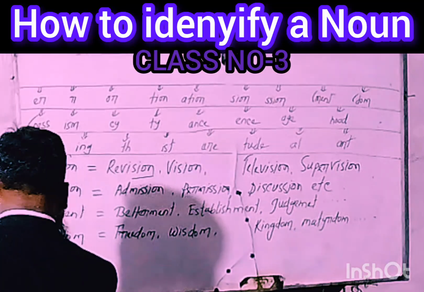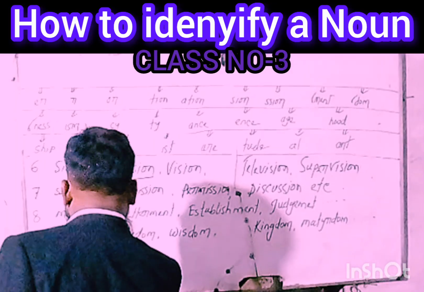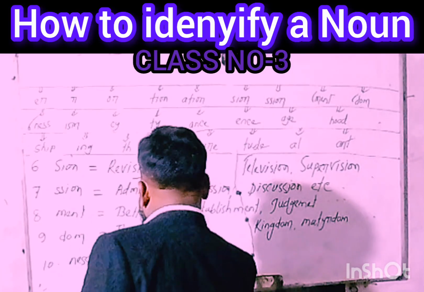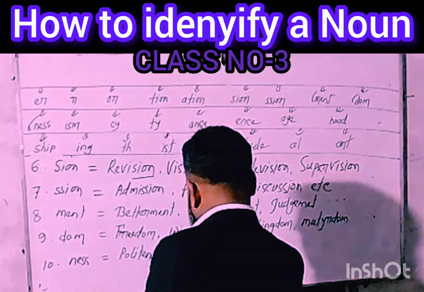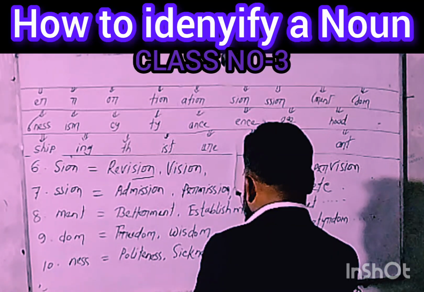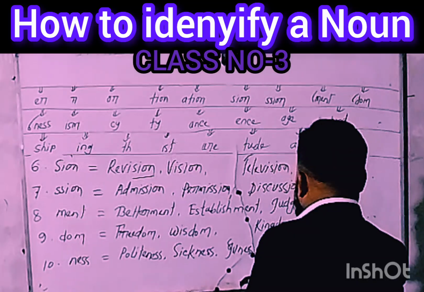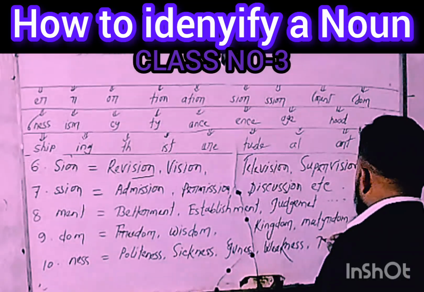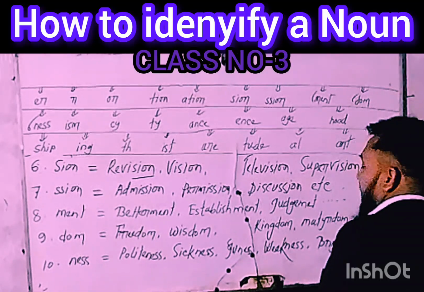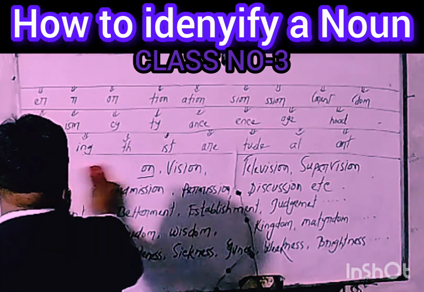Next point, next suffix, less, any double s. For example, politeness, sickness, illness, weakness, brightness, etc. Okay, my dear learners, hope that you have understood clearly.